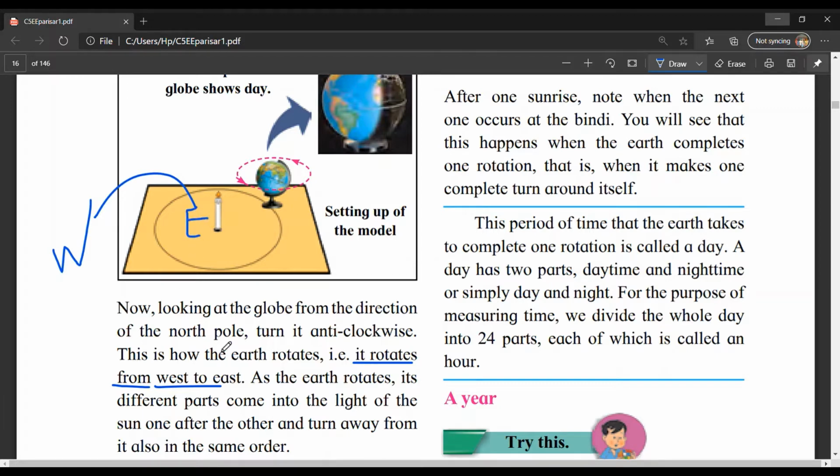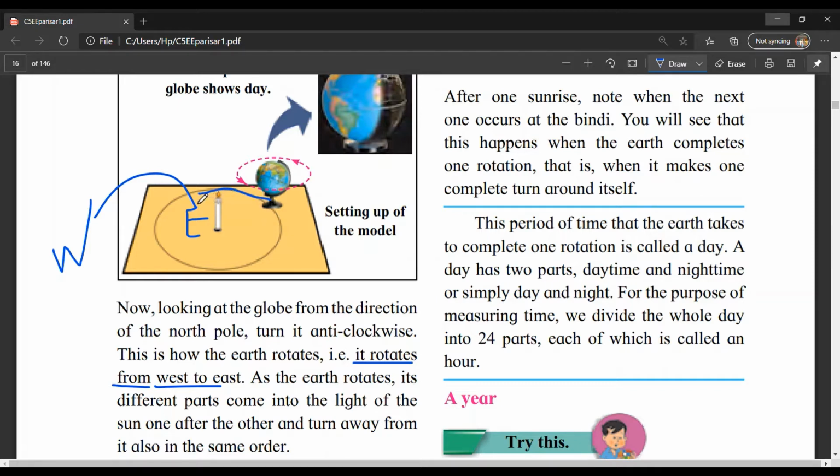As the Earth rotates, its different parts come into the light of the sun one after the other and turn away from it in the same way. So just remember, this is your Earth, this is the orbit.